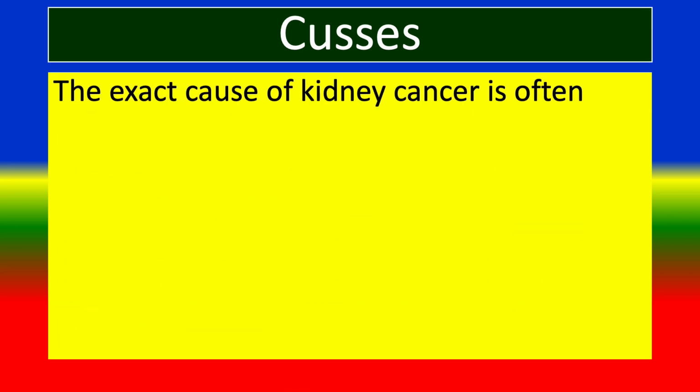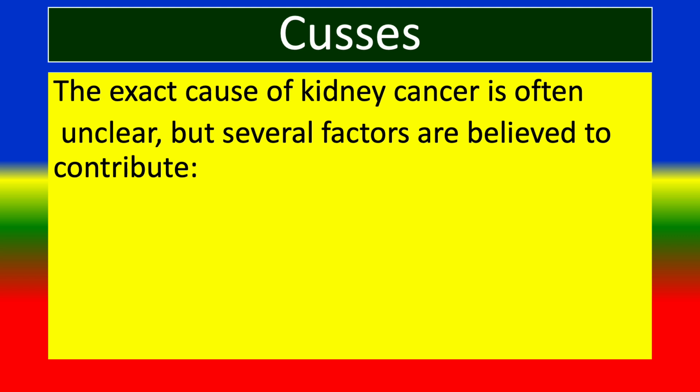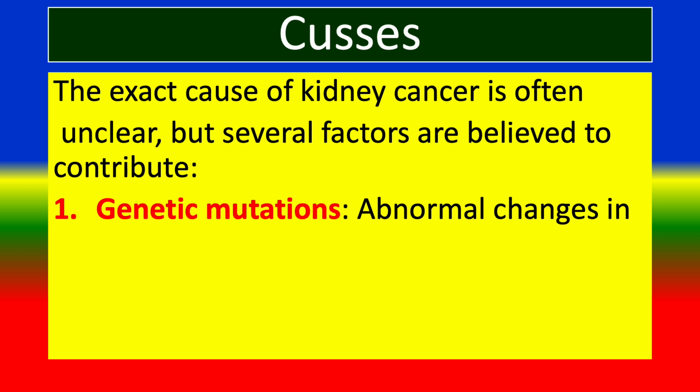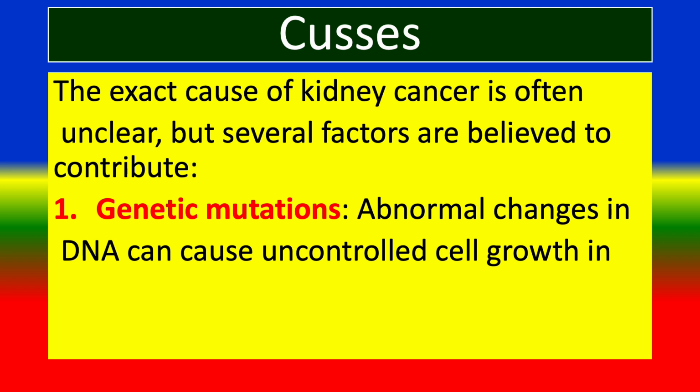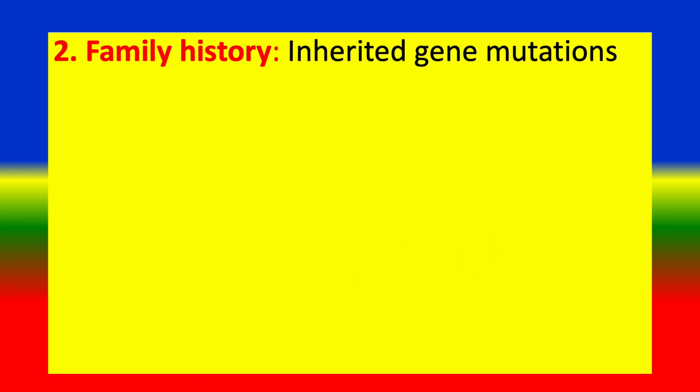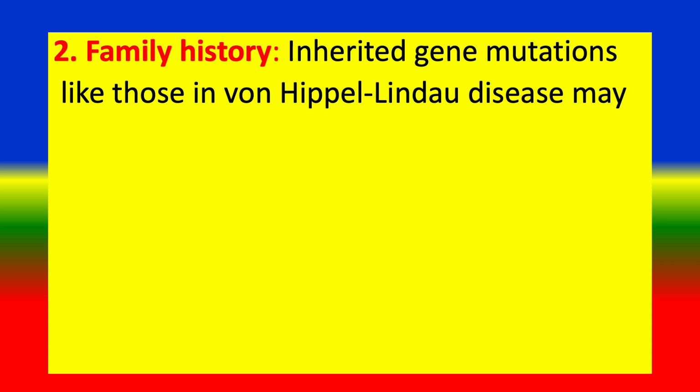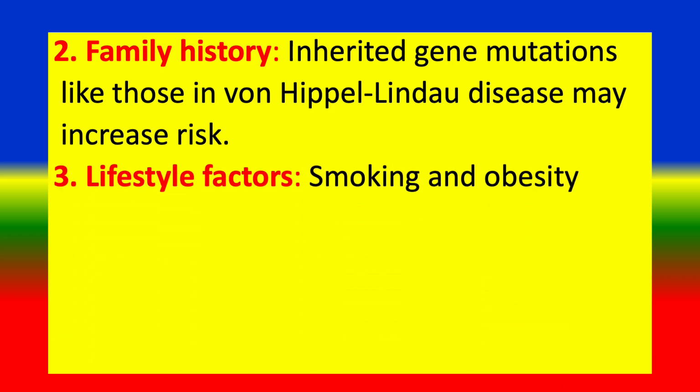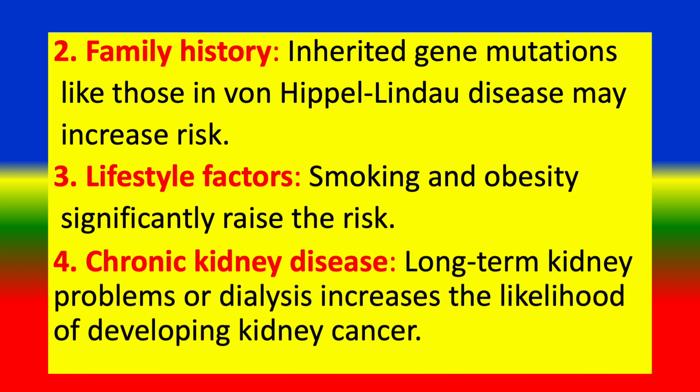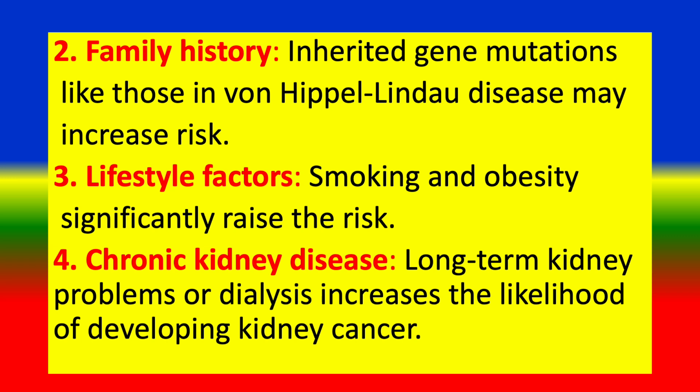Causes. The exact cause of kidney cancer is often unclear, but several factors are believed to contribute. 1. Genetic mutations. Abnormal changes in DNA can cause uncontrolled cell growth in the kidney. 2. Family history, inherited gene mutations like those in Von Hippel-Lindau disease may increase risk. 3. Lifestyle factors, smoking and obesity significantly raise the risk. 4. Chronic kidney disease, long-term kidney problems or dialysis increases the likelihood of developing kidney cancer.